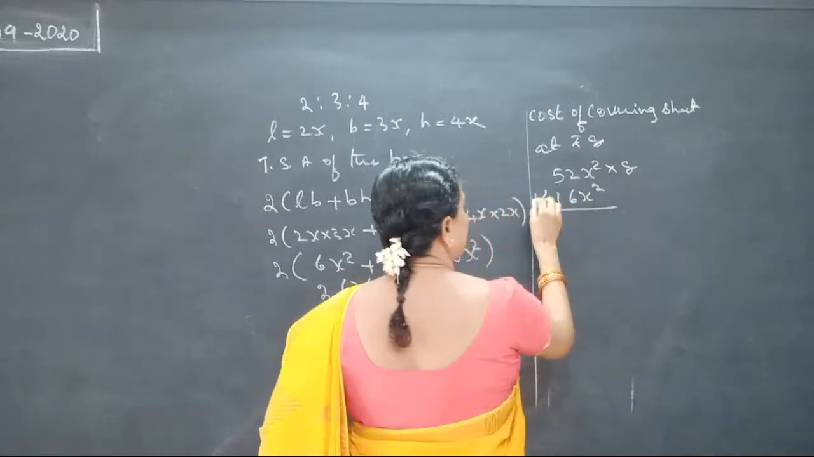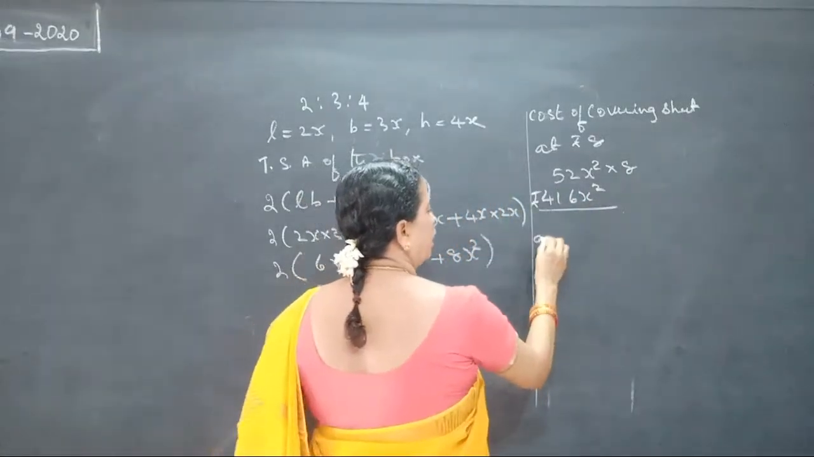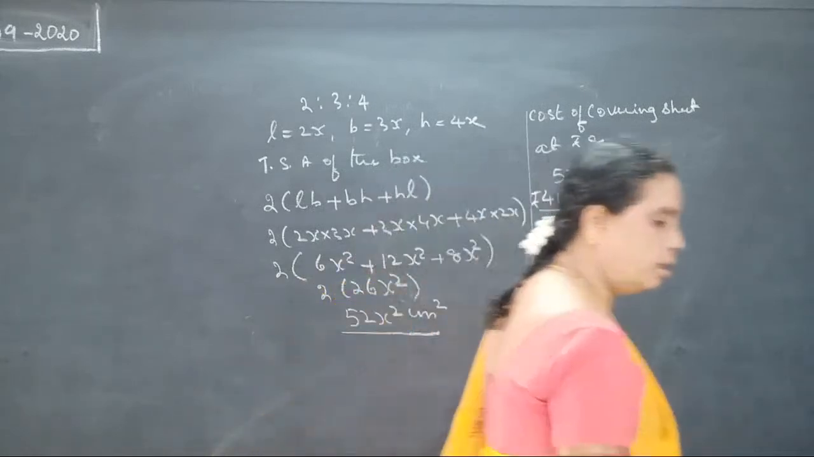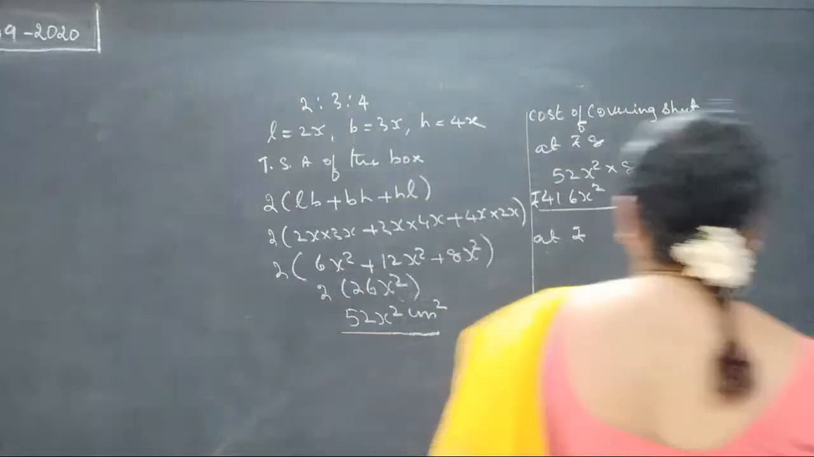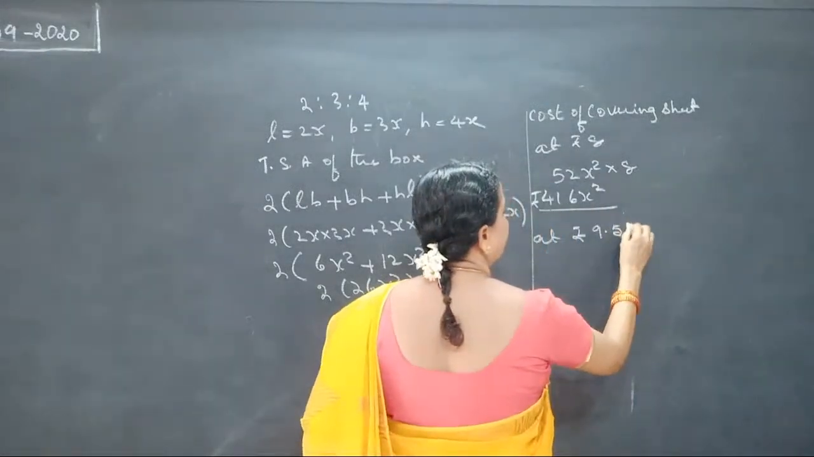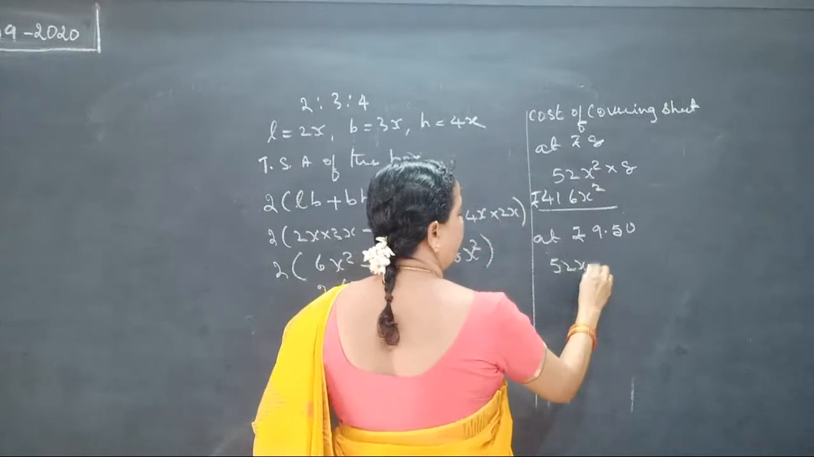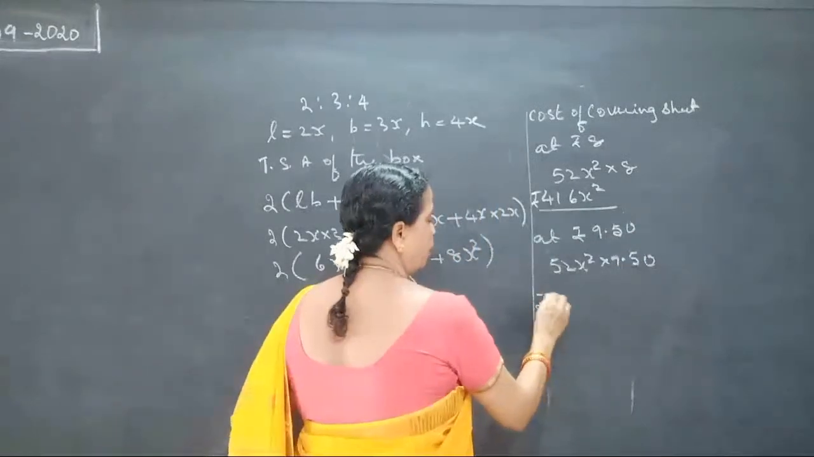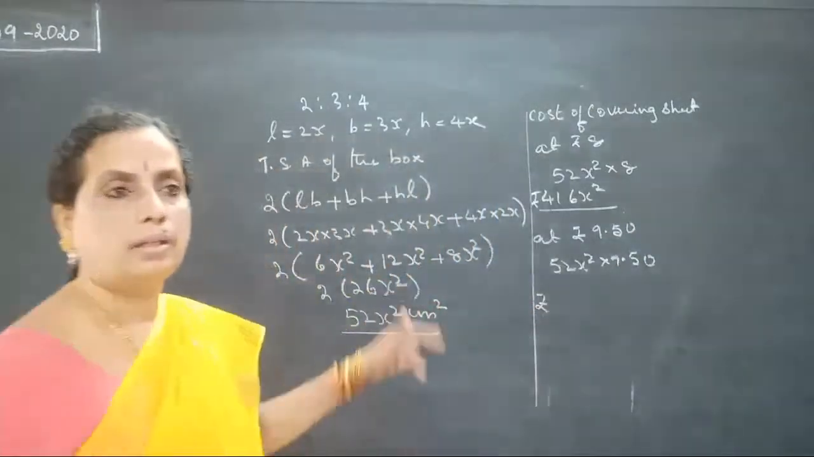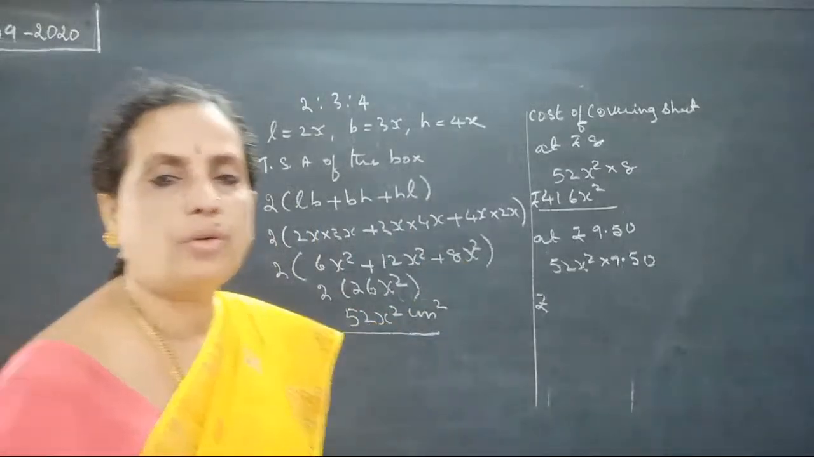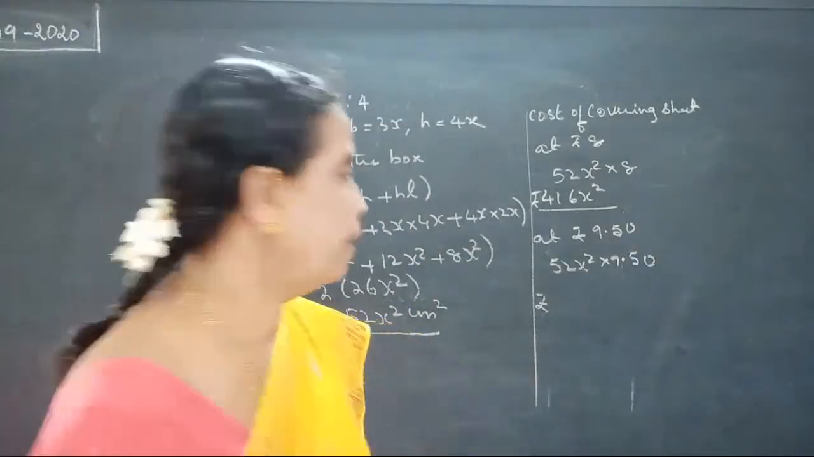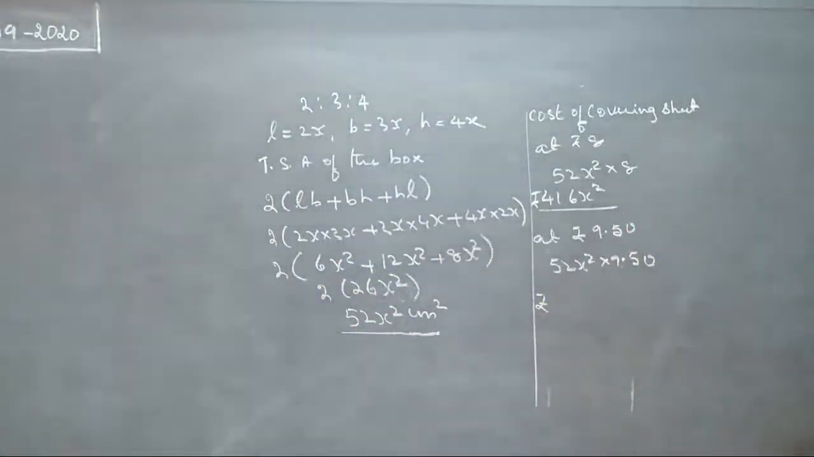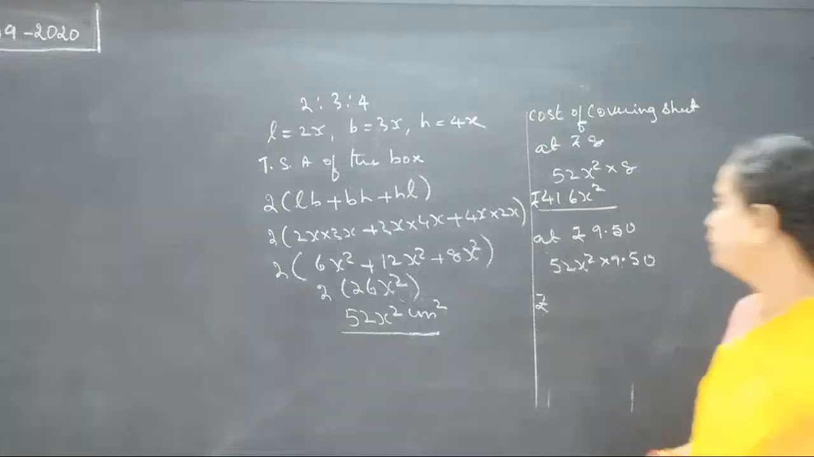This is the first cost. Again, what is the second condition? At 9 rupees 50 paisa, 9.50. 52x square into 9.50. Do the multiplication, you will get the second cost. Then the difference is given, so we have to equate to that condition. That is 52x square into 9.50. 52 into 9.50 is 494.